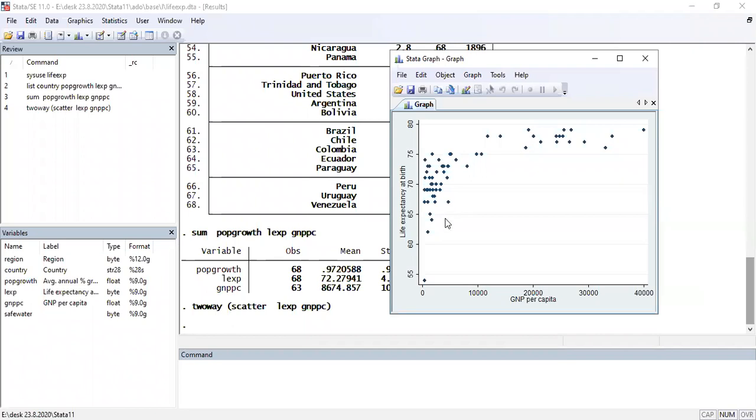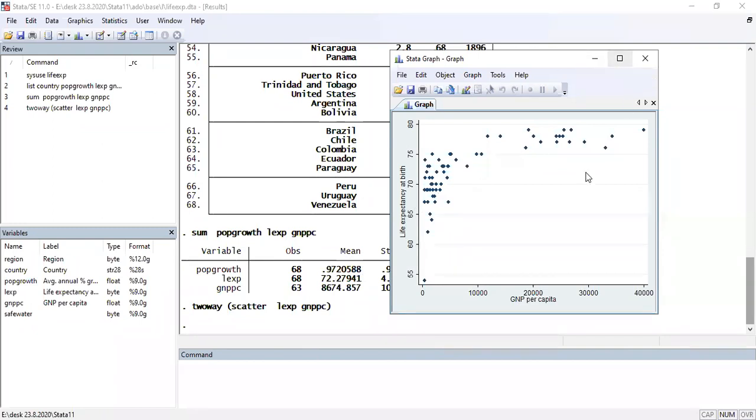So all these points, how many points are there? So many. How many observations do you have? Life expectancy 68, GNP per capita 63. So here you will have 63 points. One GNP per capita corresponding to one life expectancy. So what do you see? A relationship? What do you think?